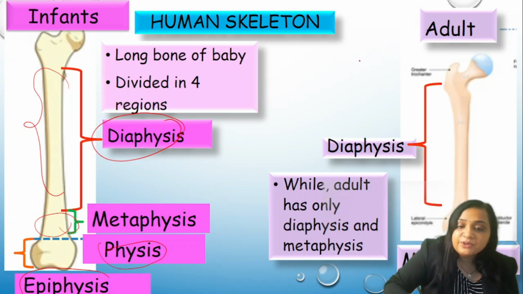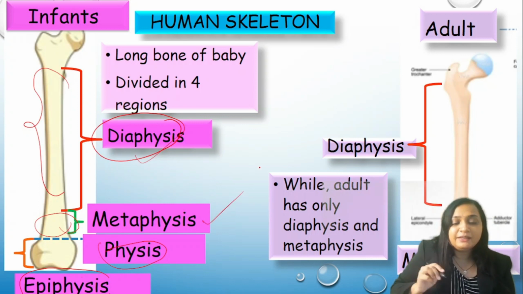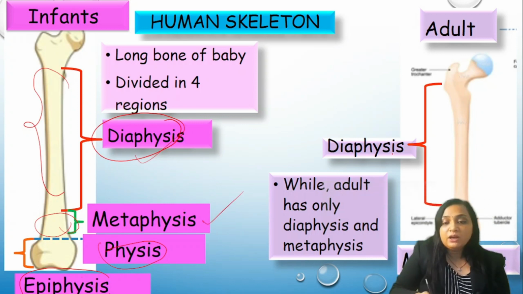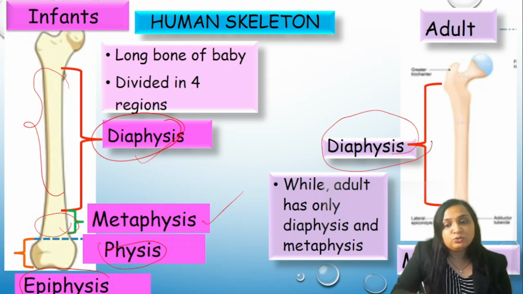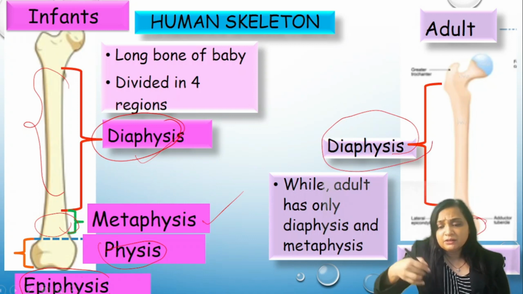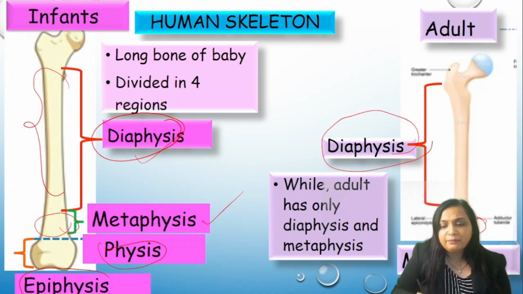While in an adult we have only 2 parts. The central part is diaphysis and the end part is metaphysis. So the adult bone has only 2 regions, diaphysis, and the lowermost part called metaphysis.